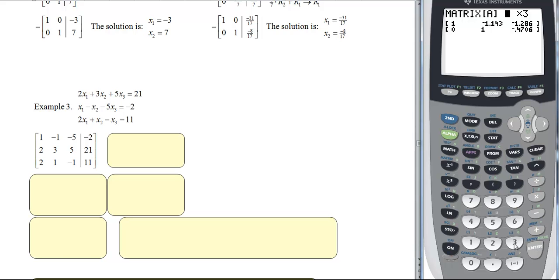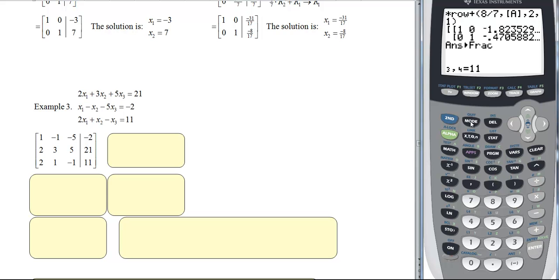And this is 3 by 4. So I've got a 1, negative 1, negative 5, negative 2, 2, 3, 5, 21, 2, 1, negative 1, 11.